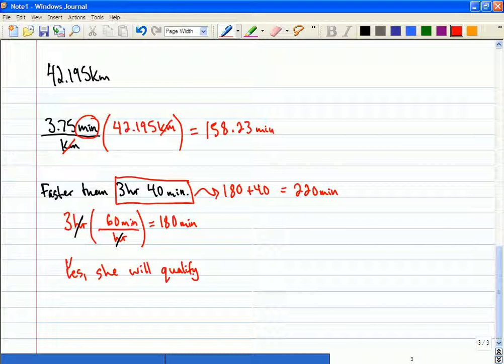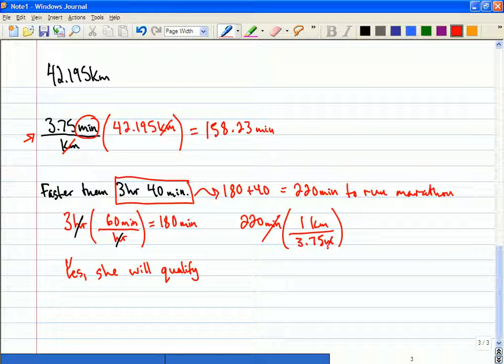Tim's brought up a good point. The other way you could solve this problem, I think this is what you're trying to explain to me, is you could also look at it as you have 220 minutes to run the marathon, and you know how fast she's going to run. It's right here. 1 kilometer is done in 3.75 minutes. That'll tell us how many kilometers she runs in those 220 minutes.